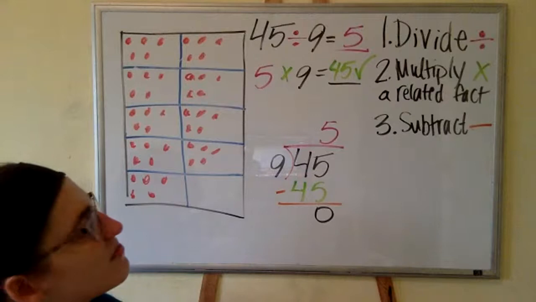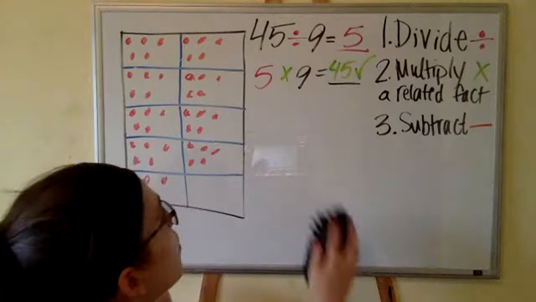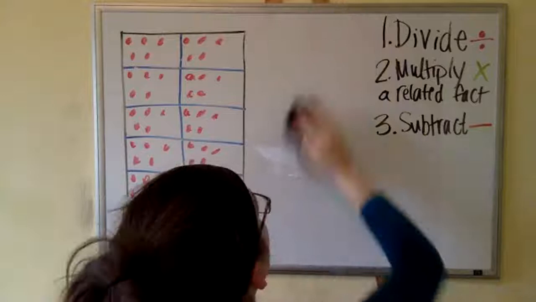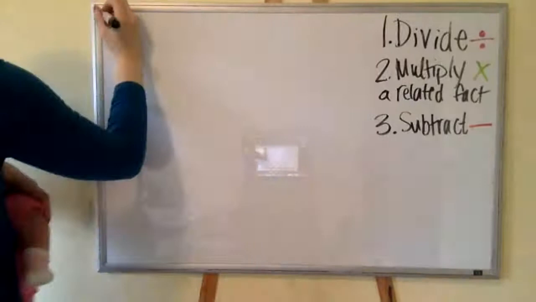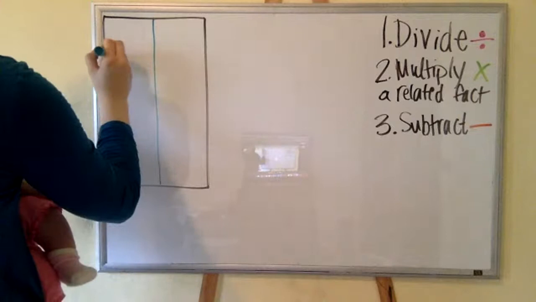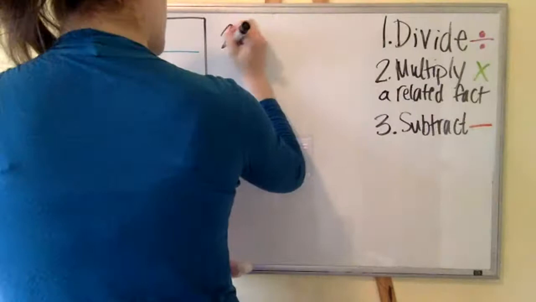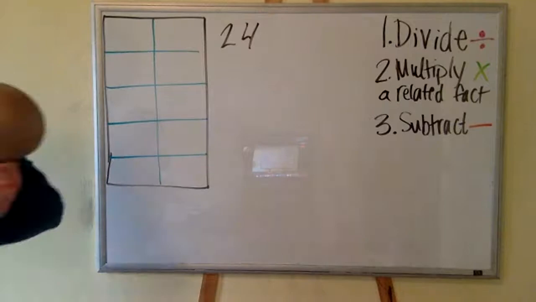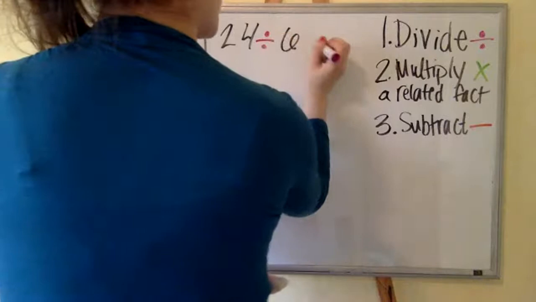Okay. Next one. Clear off your mats and have 24 squares. 24 red squares. So you'll need some time. I'm going to redraw this guy since you'll have some time to find your 24 squares. Okay, 24, and we're going to divide 24 into 6 equal sets, please. 24 divided by 6 equals what?